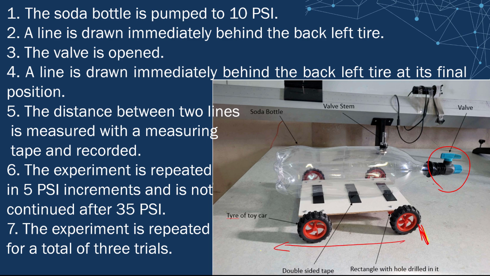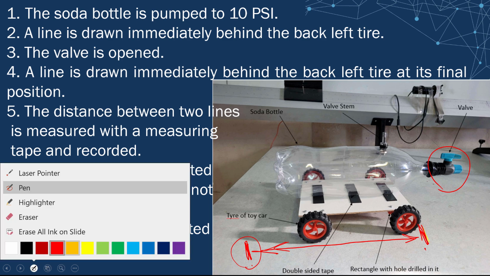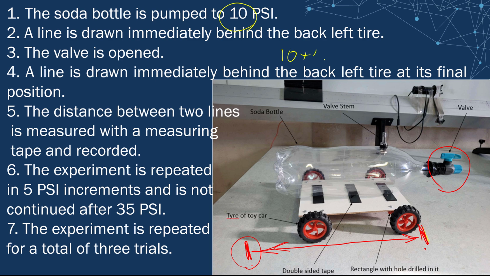So it will move for a few meters and then again a line. The measurement he has done on the range will be the distance traveled from here to here, and here is again at the same point, the back left tire. The distance between the two lines is measured with a measuring tape, and he recorded it. The experiment is repeated in 5 psi increments: 10 psi at the beginning, then 10 plus 5, then 10 plus 5 plus 5, and so on, up to 35.